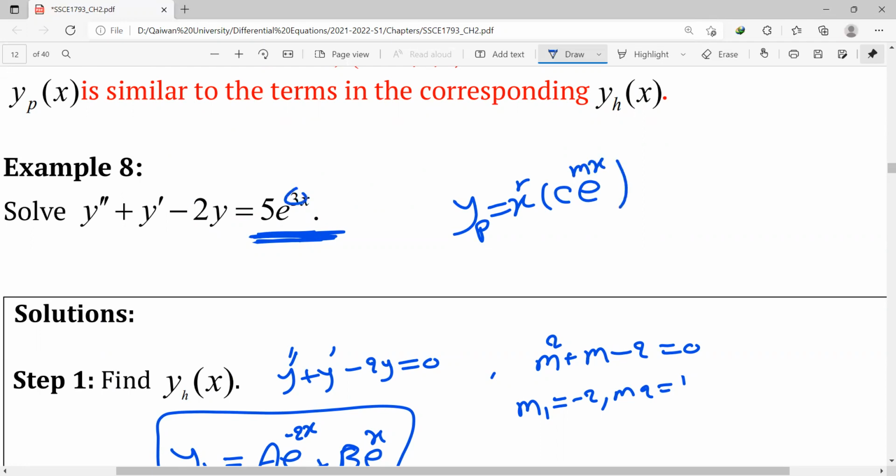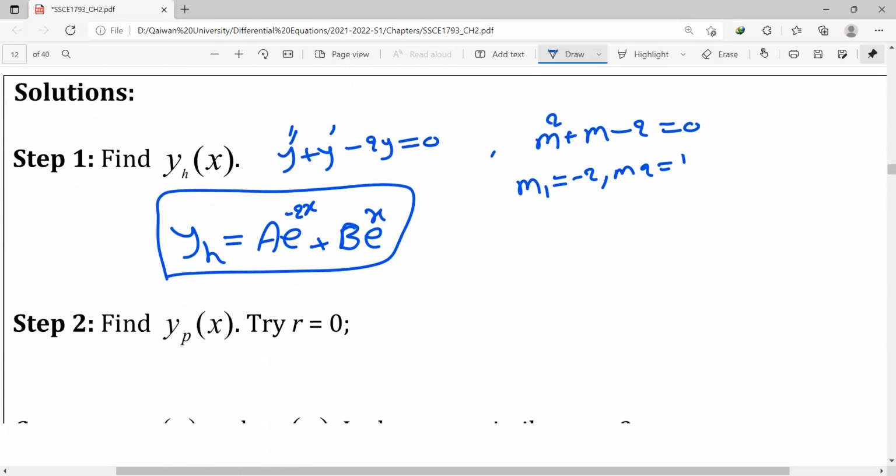What's m here? M is 3. We choose the same. Okay? We choose the same. M is 3. But c is a constant. Then we choose r to be 0 first, then r to be 1 and so on, if there is similarity. If there is no similarity, we just choose r to be 0.